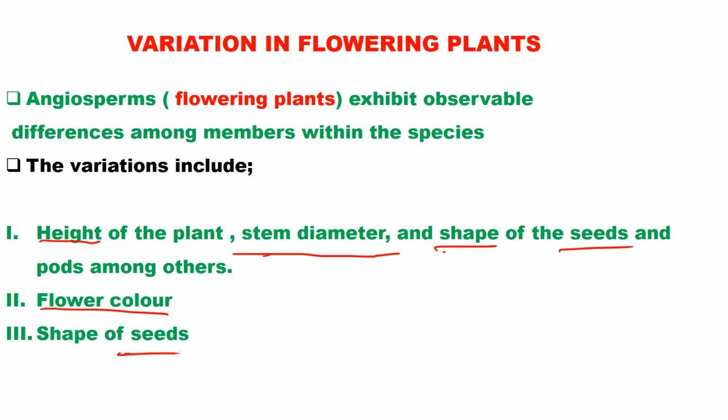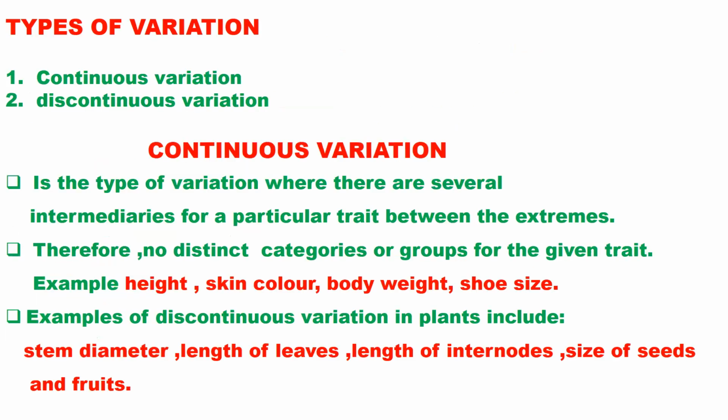I hope you've picked something up to this point. Okay. Now, let us look at the types of variation. All the differences that we've looked at in humans and also in plants can be classified into two. So this brings us to the two types of variation. What are the two types of variation? We have what we call continuous variation and discontinuous variation.